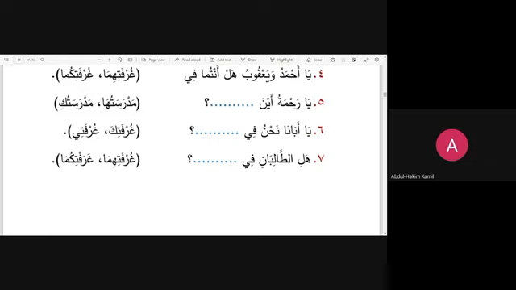Maktab. Maktabi, maktabuna, maktabuka, maktabuki. Good. What does maktab mean? Desk? No. The place where you put the kutub, the place where you write. Maktabi, maktabuna, maktabuka, maktabuki.